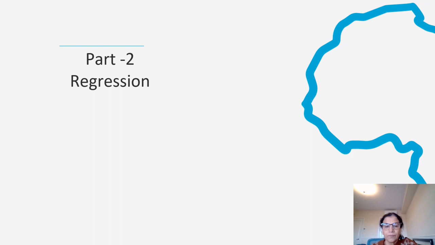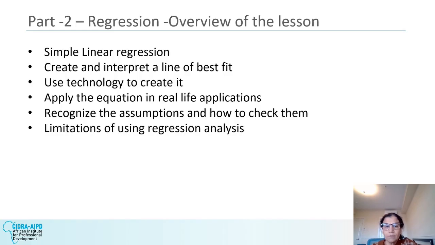So part 2 is regression. In this part, we will see simple linear regression, how to create and interpret a line of best fit. We will use technology to create it. Apply that equation in real-life applications. Recognize the assumptions and how to check them, and the limitations of using regression analysis.